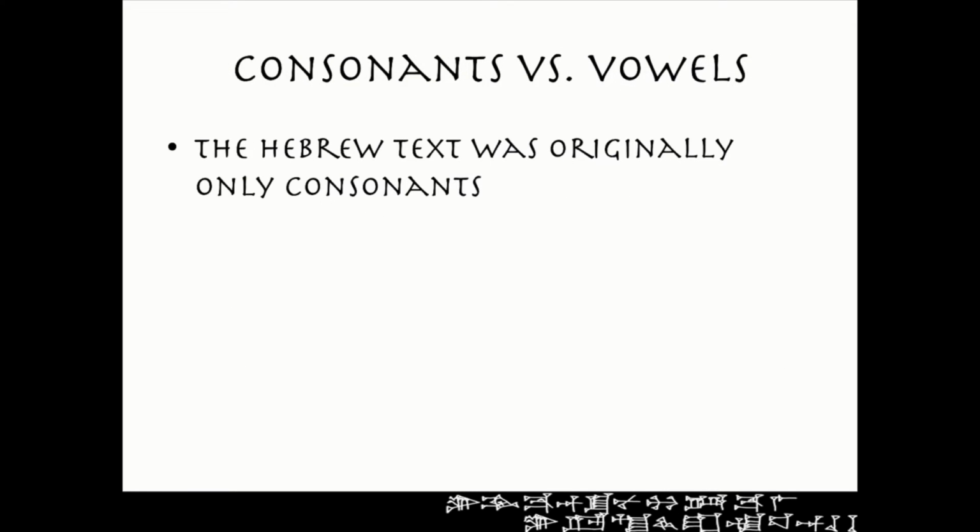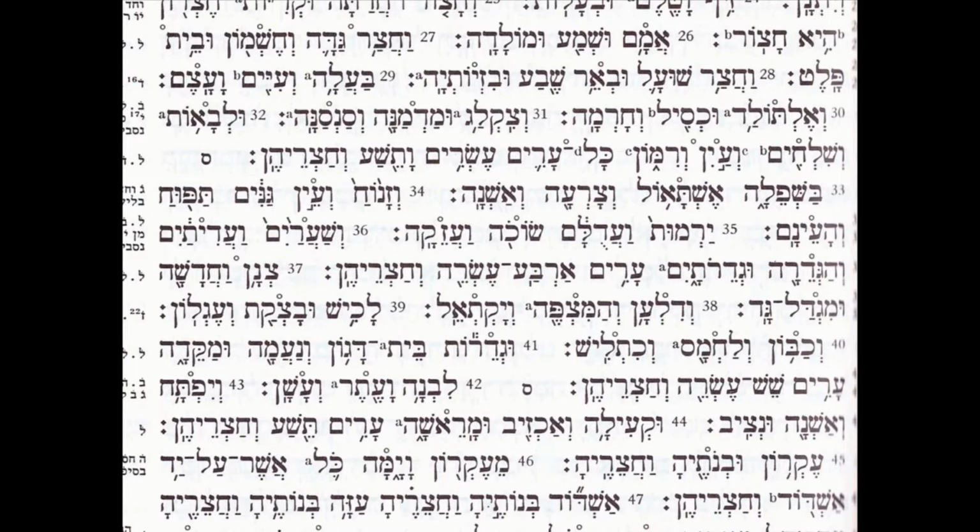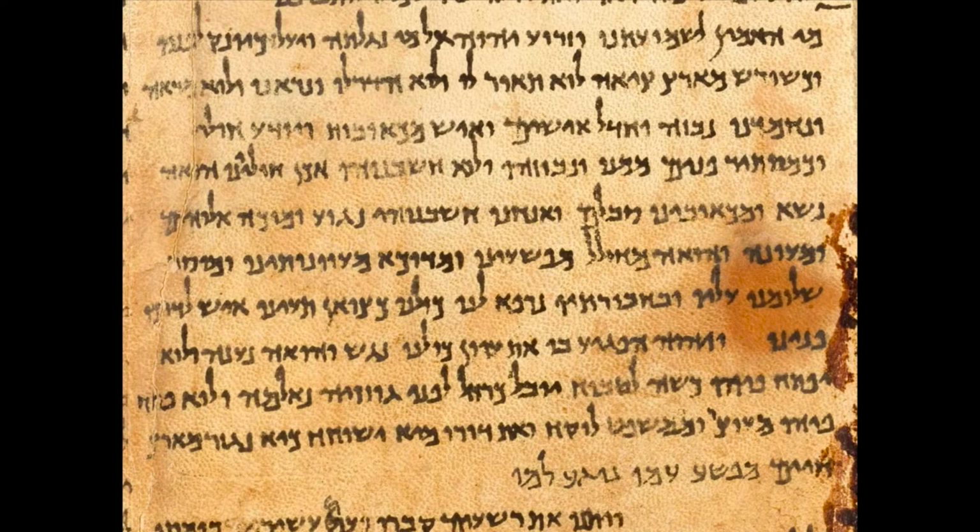So, consonants versus vowels. The Hebrew text was originally only consonants. So if you look here, if you see the little dashes, the dots that are underneath of those strange-looking larger characters, those are the vowels and the accent marks. They usually show up, the vowels at least, usually show up underneath of the consonants. The larger text, just above that blue line, those are the consonants. So originally, if you notice, there are no vowel points. There are no accent marks.